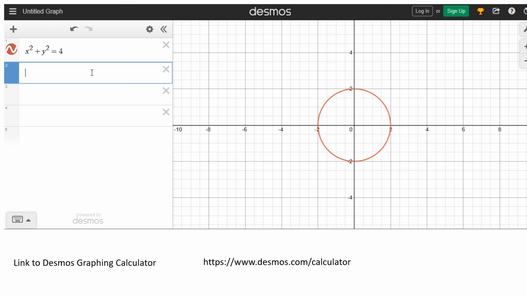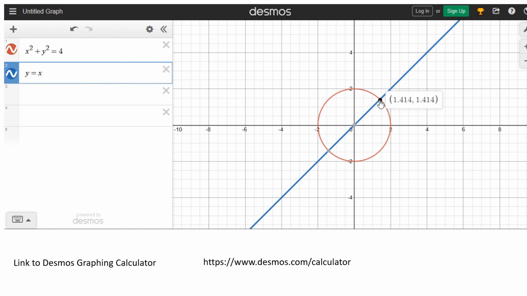Now let's draw the line to see the intersection. So y is equal to x. So definitely this is a straight line, and as you can see, within seconds I got this line on the right, and then the blue color shows the line, the red color shows the circle. So let's see what the intersection points are.